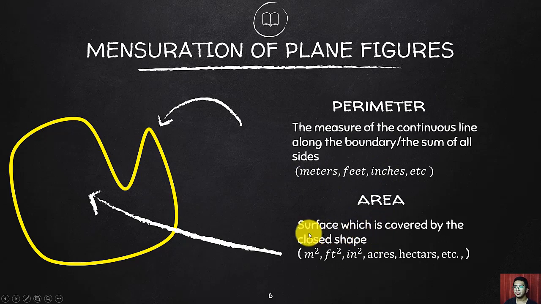The area, however, is the surface which is covered by the closed shape. So in this illustration, it is the bounded region by that perimeter. How much area is being covered by your plane figure? This quantity, the area, is no longer in terms of length, but in terms of length squared, or unit squared. So if perimeter is in meters, your area is in square meters; feet, square feet; inches, square inches; acres, hectares, and other measurements of area. These are the two main quantities we are concerned with in the mensuration of plane figures. Therefore, for the succeeding formulas, we're going to present formulas for perimeter and area.